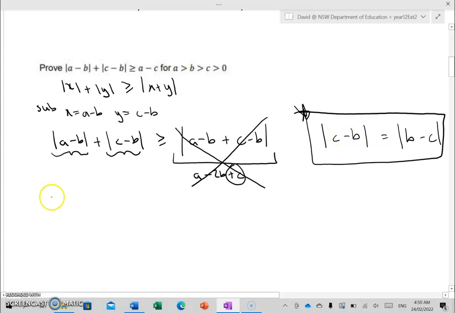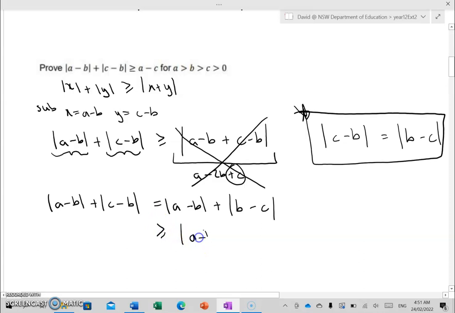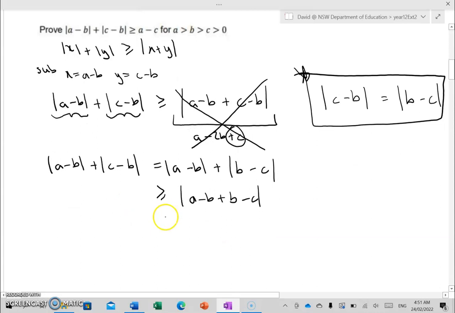So let's use that. So absolute of a minus b plus absolute of c minus b is equal to absolute of a minus b plus absolute of b minus c. And hopefully you can see now when we add, the minus b and the plus b will cancel, and we'll be left with what we're after. So that's kind of nice. So that's by the triangle inequality, that's going to be greater than or equal to absolute of the addition of the absolute of the addition, which is going to be equal to absolute of a minus c.